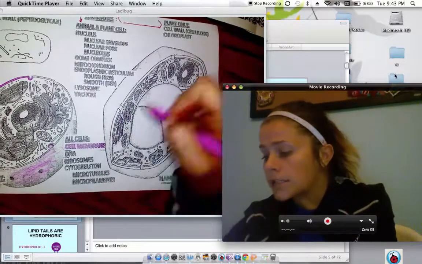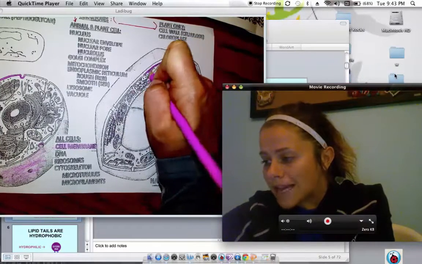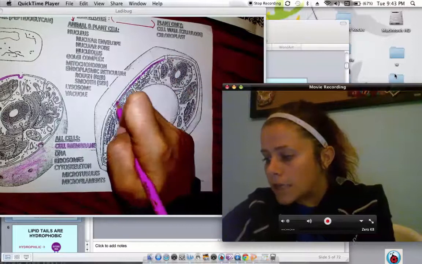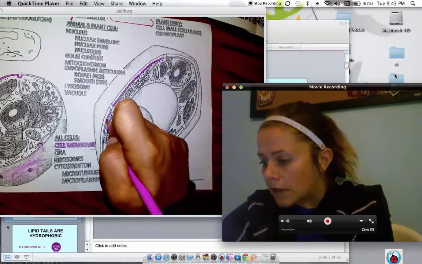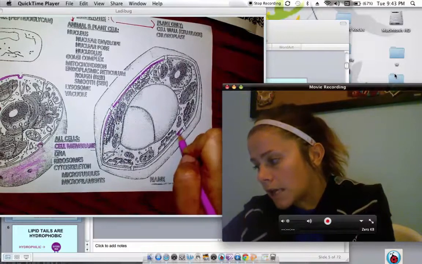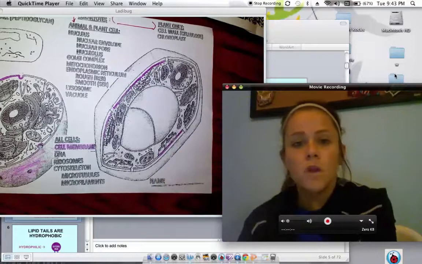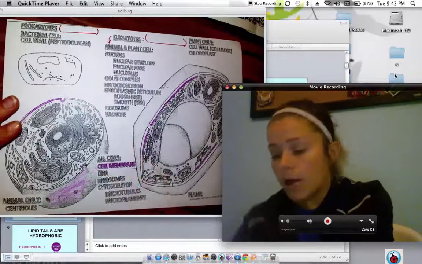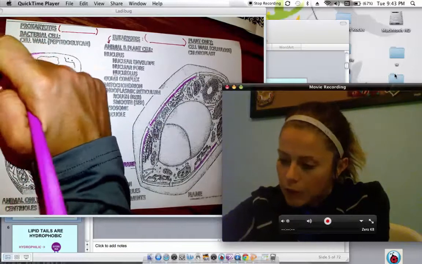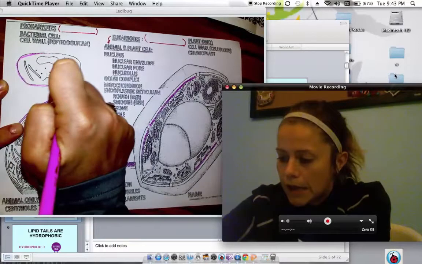Inside of a plant cell, the cell membrane is found on the inside of the cell wall. This little lining here is considered our cell membrane. So you're going to go all along and color the inside membrane there. That's the cell membrane. The cell membrane in the prokaryotic cell, or the bacteria cell, is just going to be all the way around, so you can color that in here.